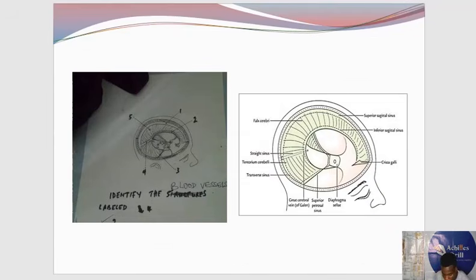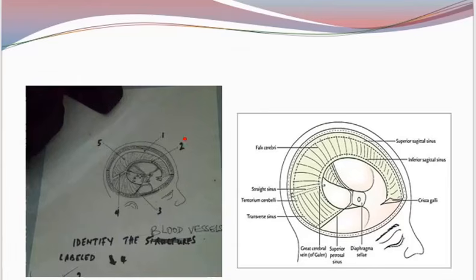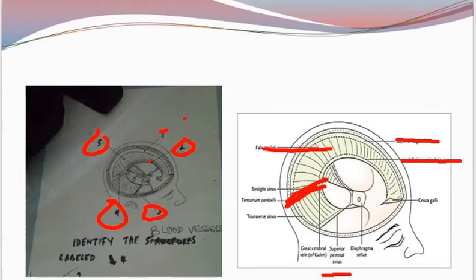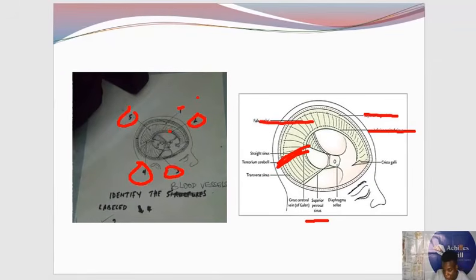Let's use this picture. You can agree with me that the part labeled 2 here is definitely the inferior sagittal sinus. The part labeled 1 is the superior sagittal sinus. The part labeled 5 is obviously the falx cerebri itself, which is separating the two cerebral hemispheres. And the part labeled 4 is definitely the straight sinus, as we explained earlier. And 3 right here is associated with the superior petrosal sinus. So it's very important to familiarize oneself with these different parts of the dura infoldings, and the sinuses associated with them.